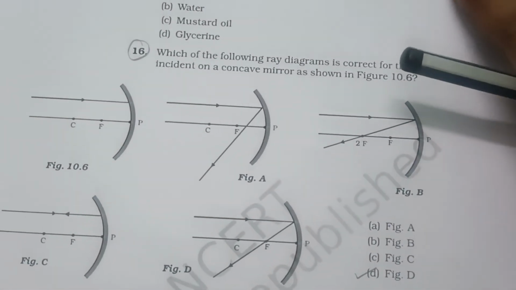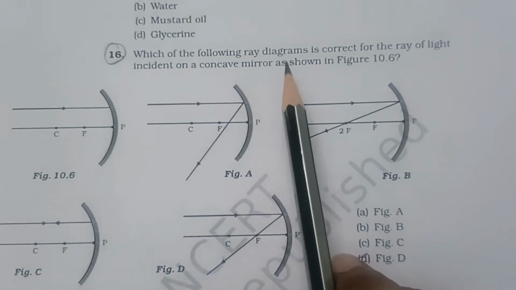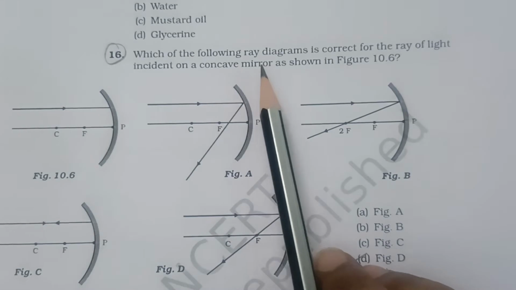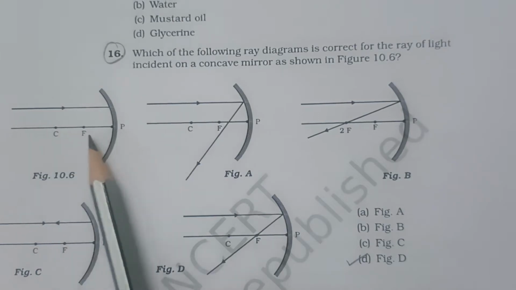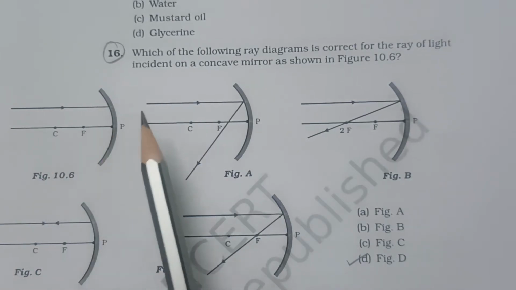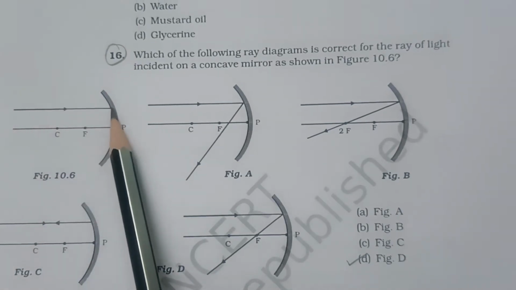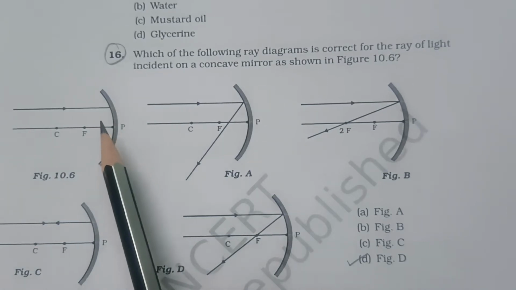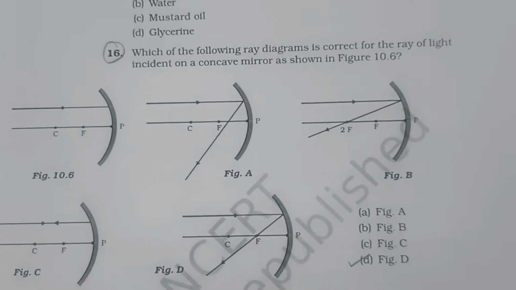Next, which of the following ray diagrams is correct for the ray of light incident on a concave mirror as shown in the figure? This is one of the diagrams. If the light is incident like this, where will the reflected ray pass through?